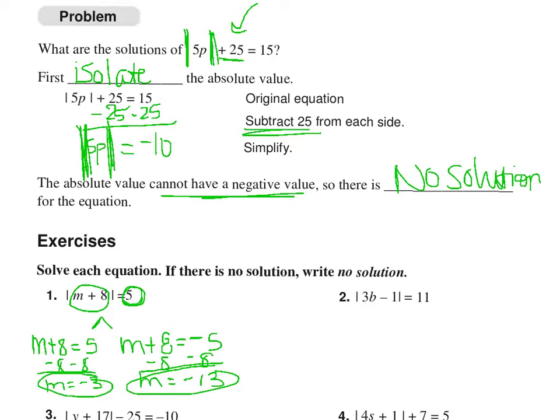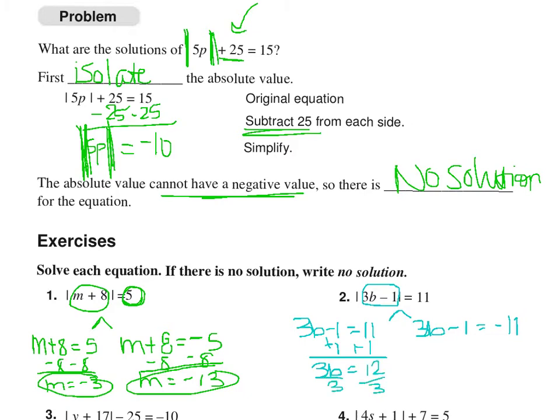Okay, let's look at the second one down here. So again, this is my inside the absolute value part. I don't have anything outside, so I'm going to go ahead and split this in half. 3b minus 1 is equal to positive 11, and 3b minus 1 is equal to negative 11. So here I'm going to go ahead and add 1. Add 1. So I have 3b is equal to 12. Divide by 3. And I will end up with b is equal to 4.